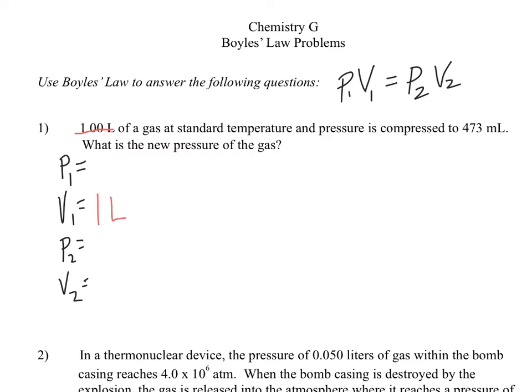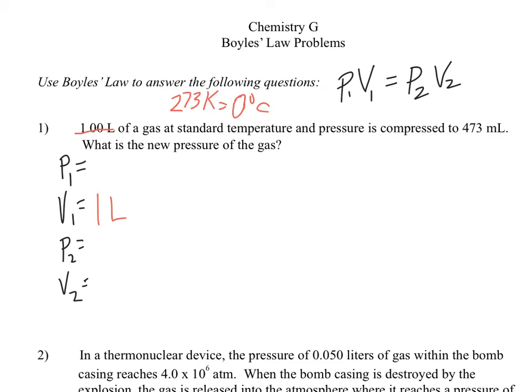It's at standard temperature. Now, standard temperature is 0 degrees Celsius. However, whenever we're doing these gas problems, we are not going to be using Celsius. We've got to convert into Kelvin, which you probably read in your notes. And all we do is just add 273 to our temperature in Celsius. So there it is, 273 K.